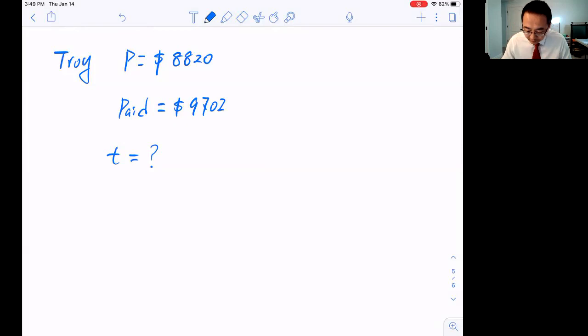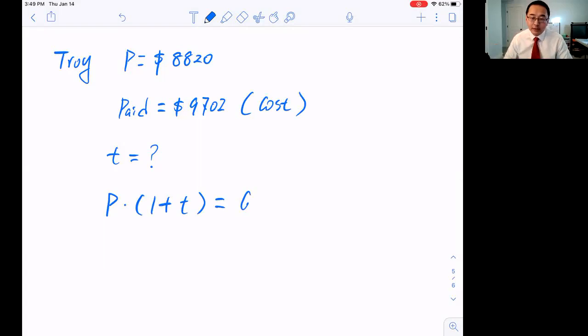All right, let's look at this together, okay? So let's call the total amount of paid money as cost, okay? So the way to look at this is your price times 1 plus your tax rate equals your cost, right? Everybody agree, right? Your original price times 1 plus the tax gives you the total cost. So if you know that, then it's 88.20 times 1 plus t equals 97.02.